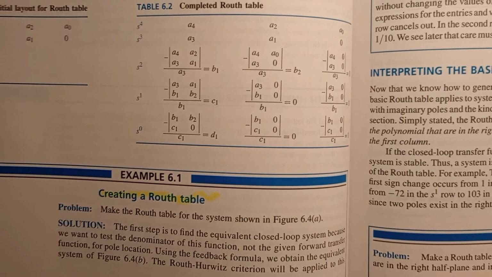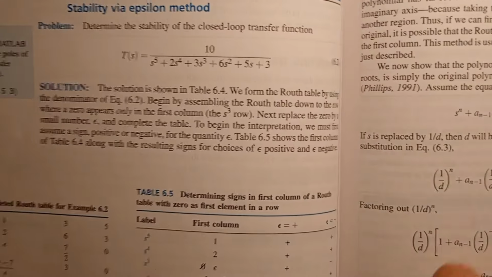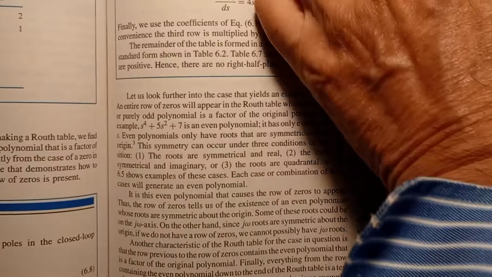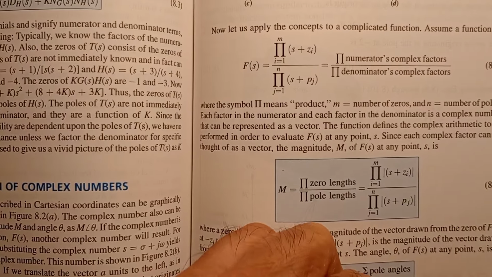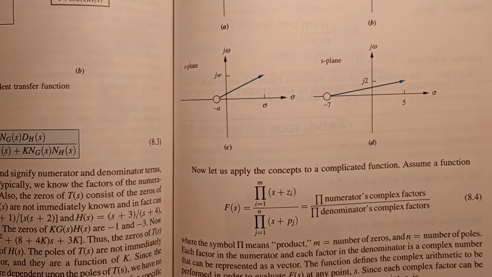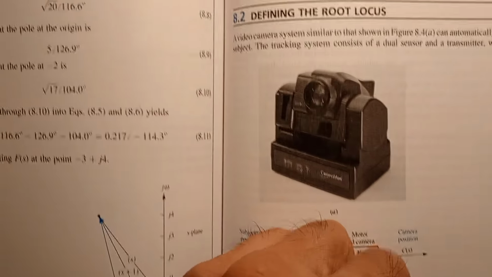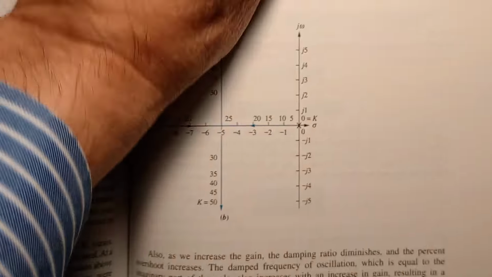Creating a Routh table to find out if your control system is stable. Then here's a root locus. Root locus is a way to draw a graph of a control system. Yeah, here are some typical root locus problems or root locus graphs.